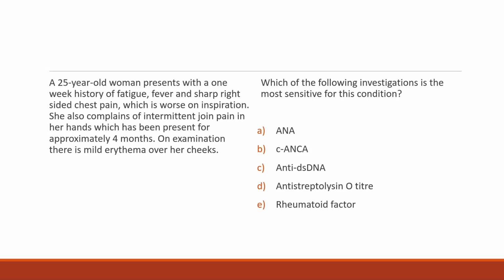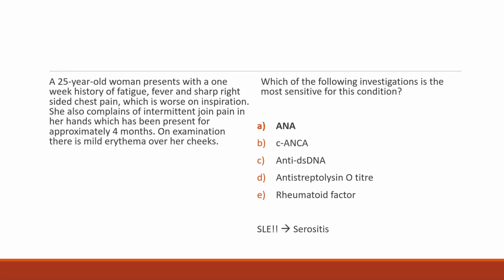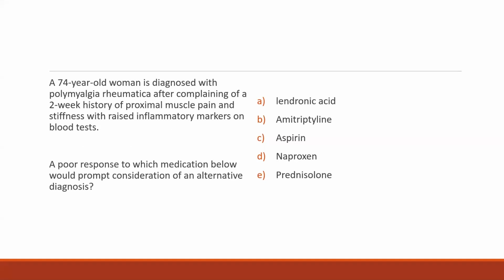Yeah, it's SLE. So what do you think? Which one of these? ANA, right. So, pleuritic chest pain, probably from serositis. So that gives us SLE. Cool.